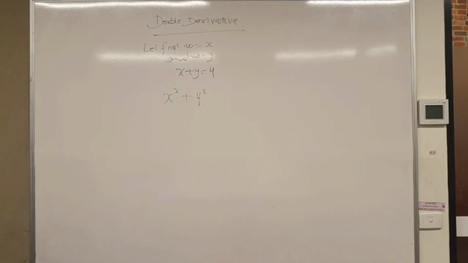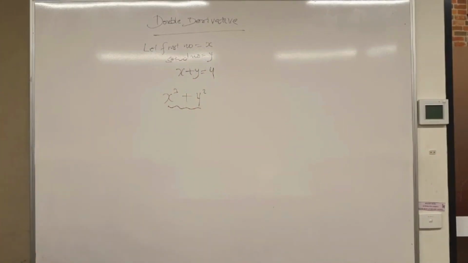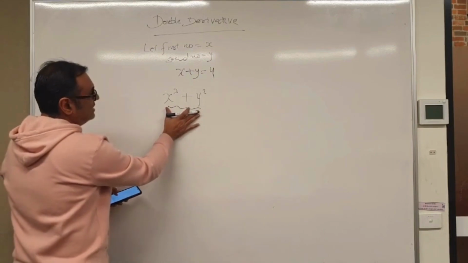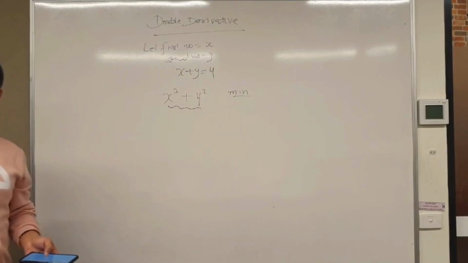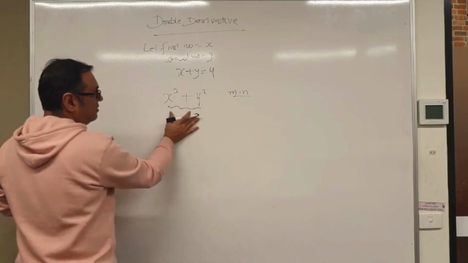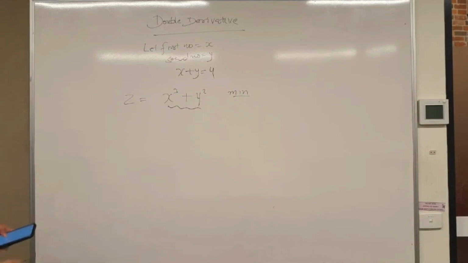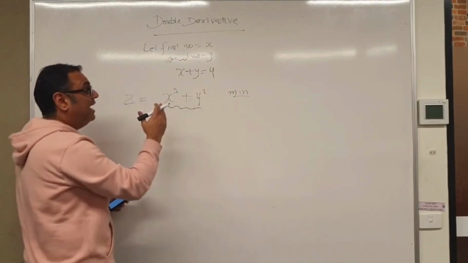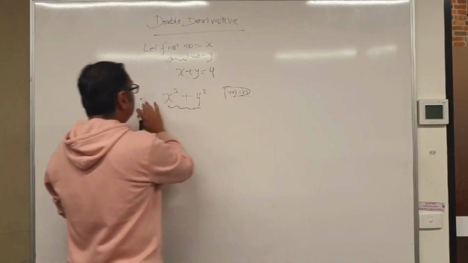So that's what the writer tells me: as small as possible. That means minimum, so I need to find that this needs to be the minimum. As small as possible means derivative. Let's say this is the function, so this is z. I need to find the values of x and y in such a way that the function z is minimum.